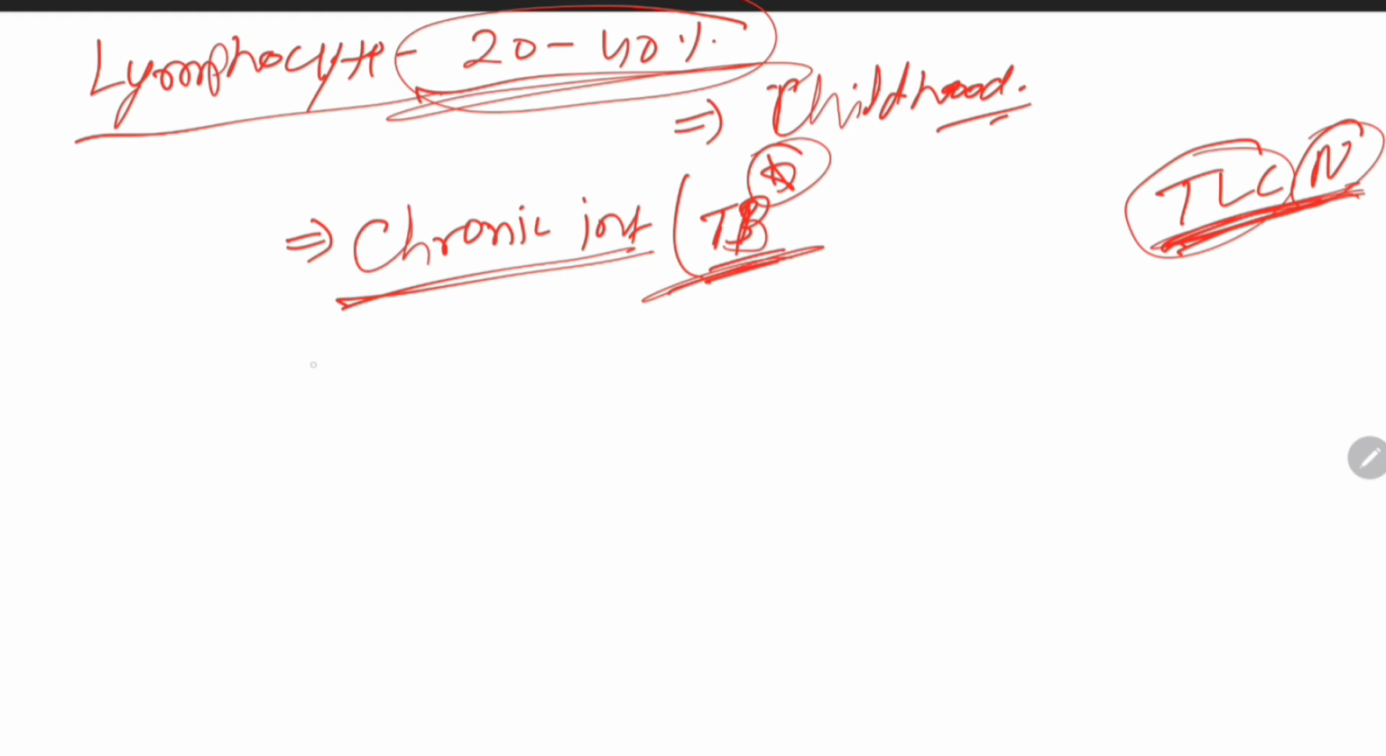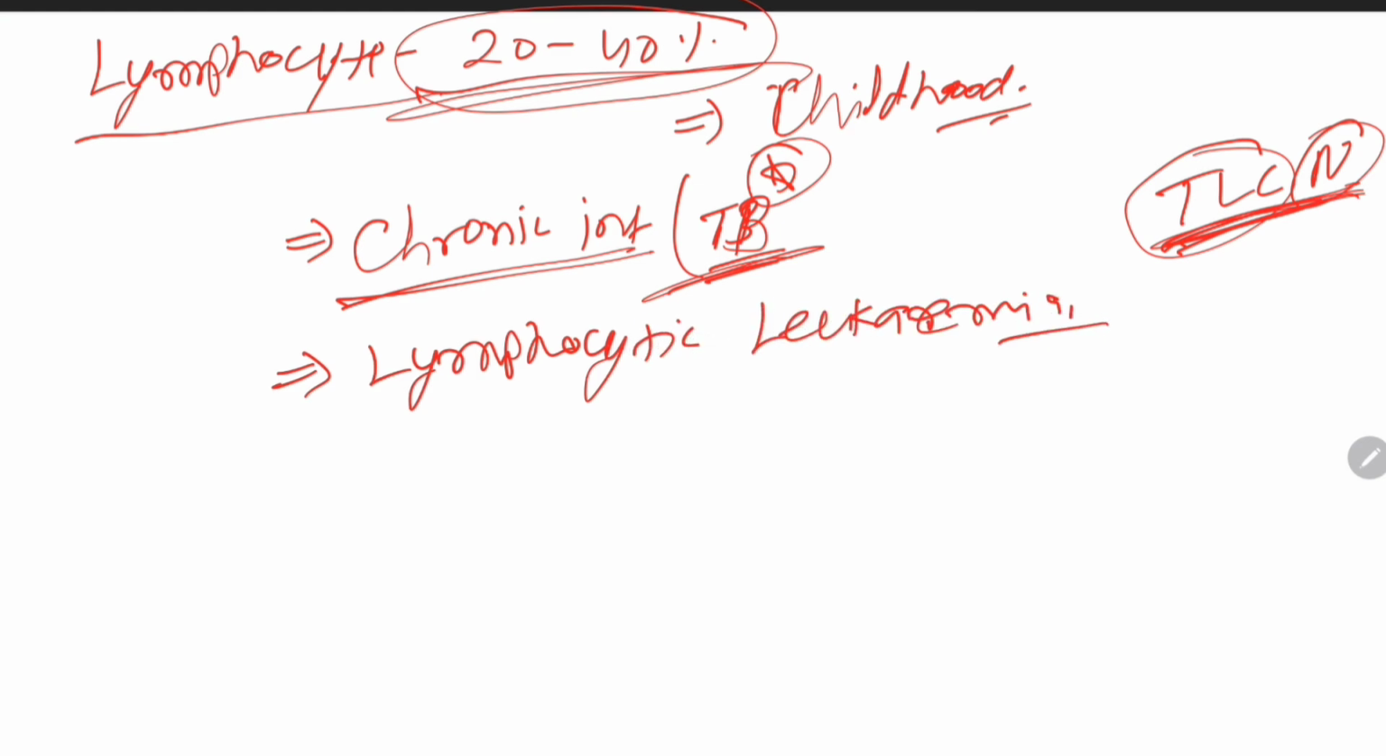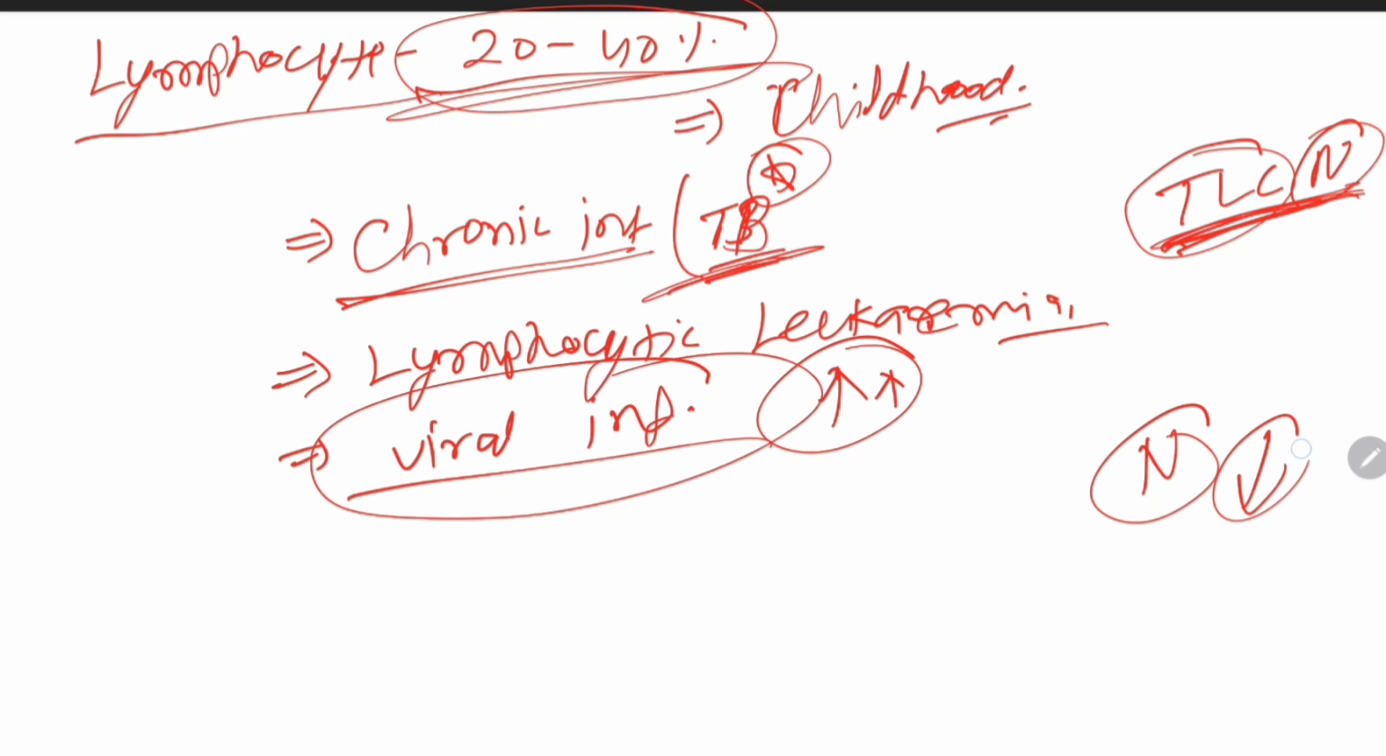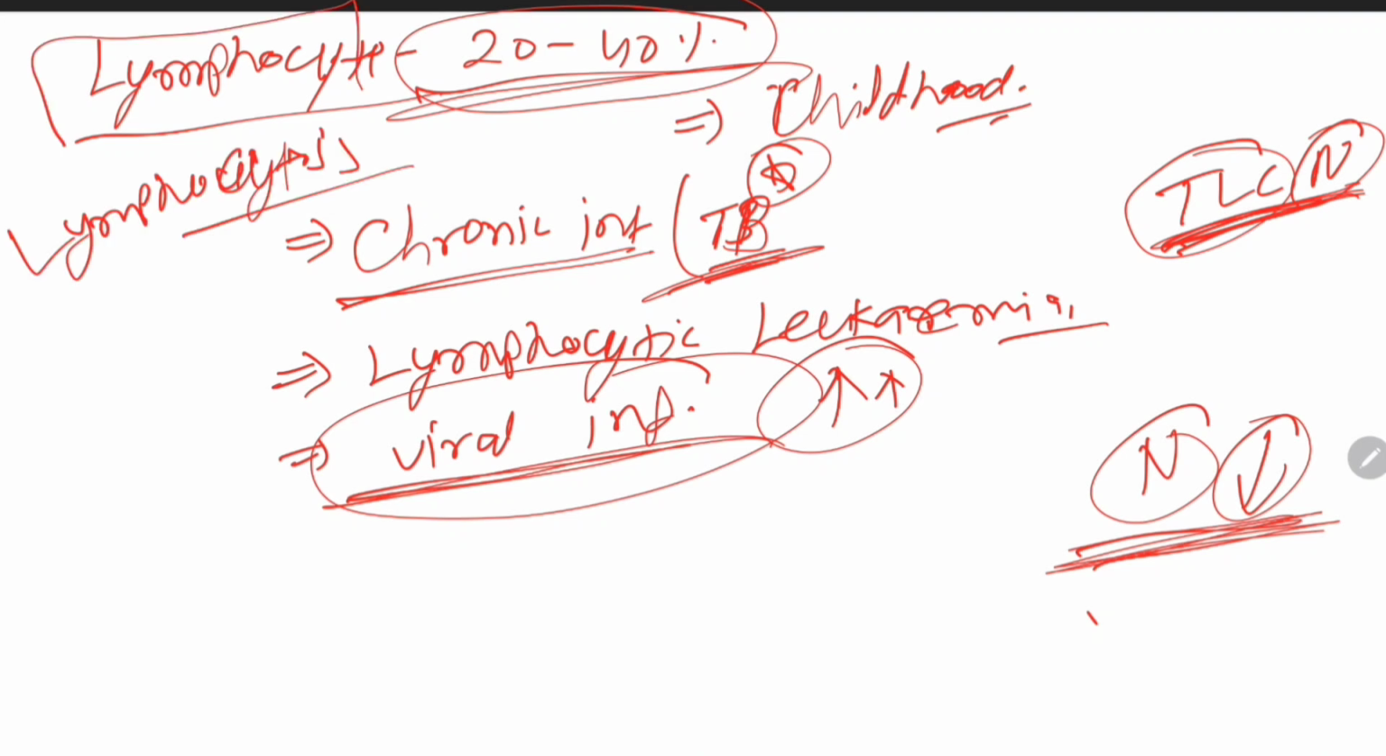Then obviously leukemia, lymphocytic leukemia. Then obviously viral infection. Yes, one more important thing is viral infection. Lymphocyte count will increase and neutrophil count will actually decrease in viral infection. So neutrophil count sometimes decreases in viral infection, but at the same time lymphocyte count will increase. Lymphocytosis.